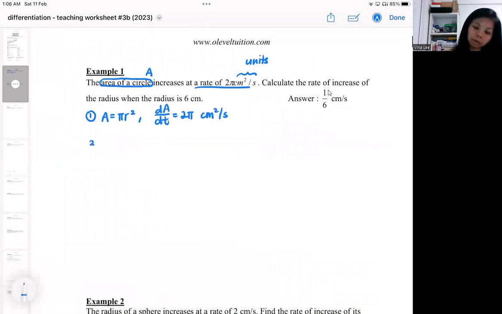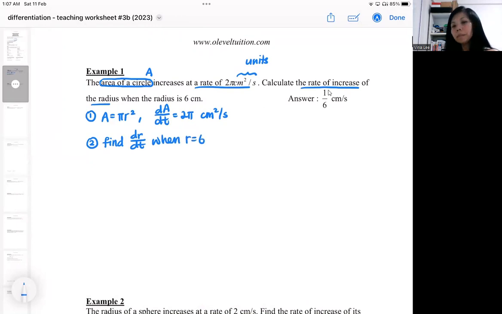After I know my information, I need to know what I am calculating. I'm supposed to calculate the rate of change of radius. That means I'm supposed to find dr dt when the radius is 6. So first step, information. Second step, your aim.